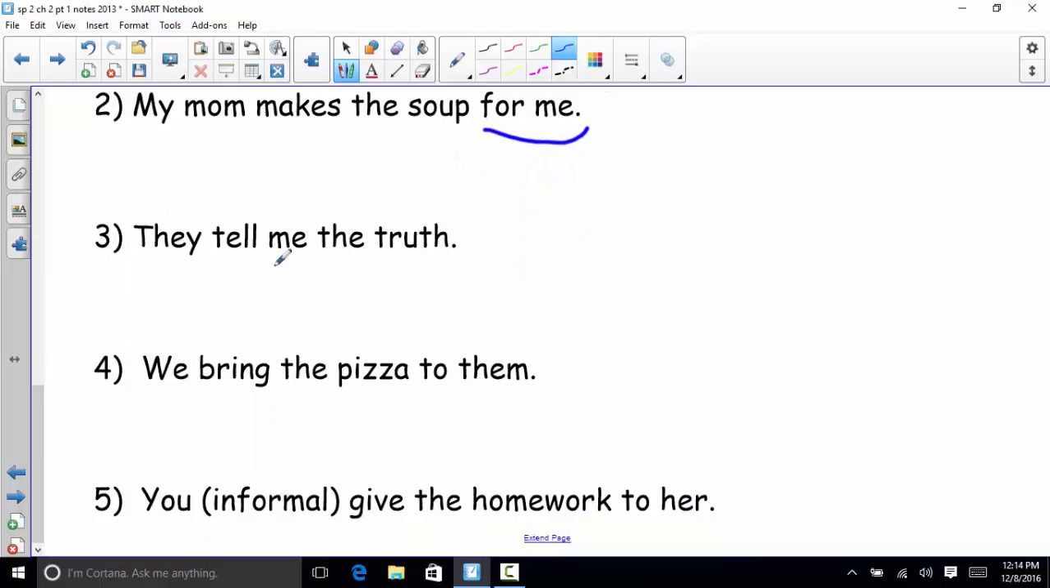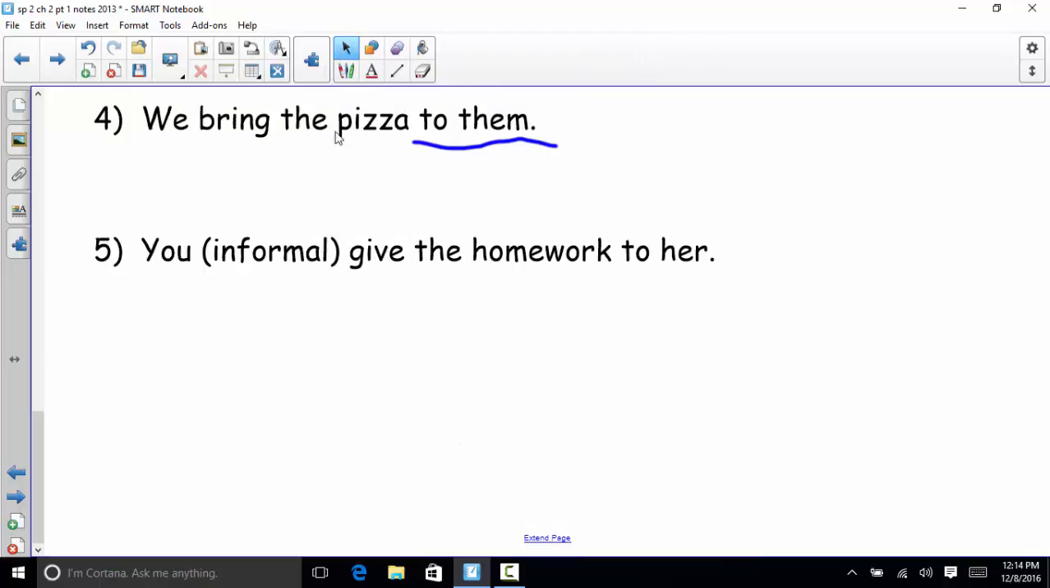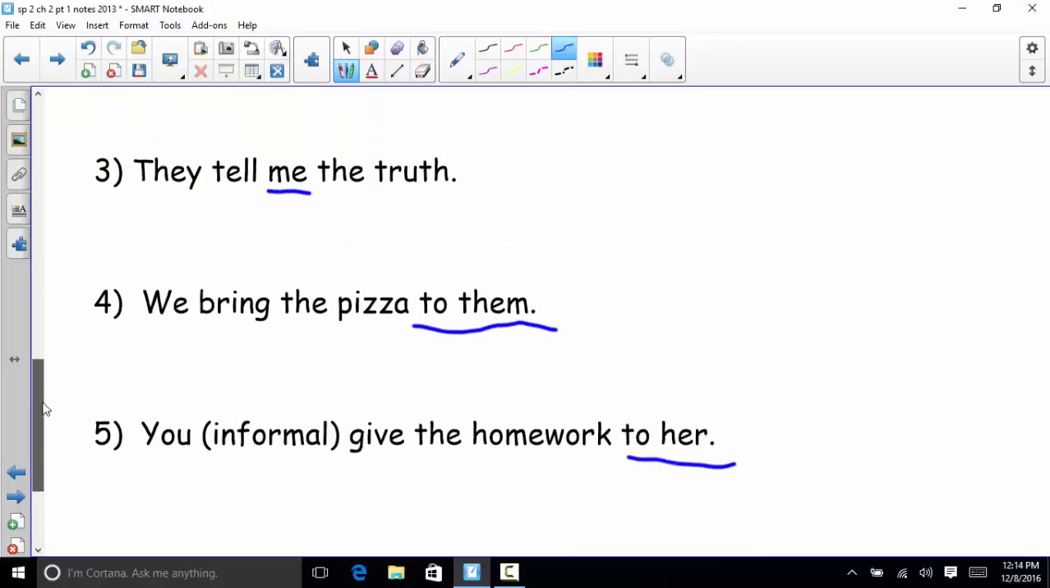Okay, they tell me the truth. To whom do they tell the truth? To me. We bring the pizza to them. To whom do we bring the pizza? To them. And you give the homework to her. To whom do you give the homework? You give it to her. Okay, so I've underlined all the indirect objects in the sentence.